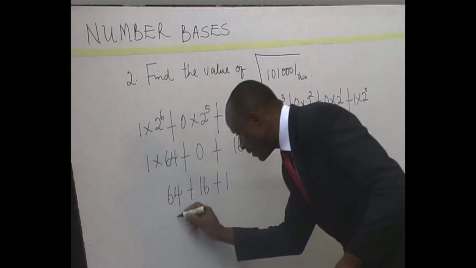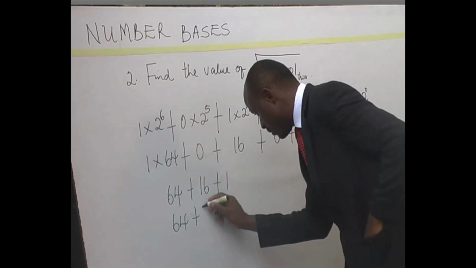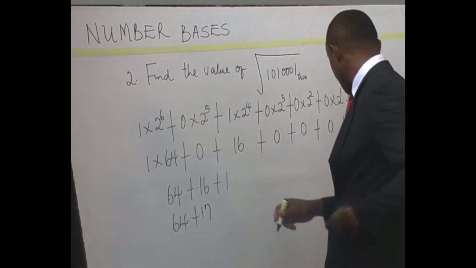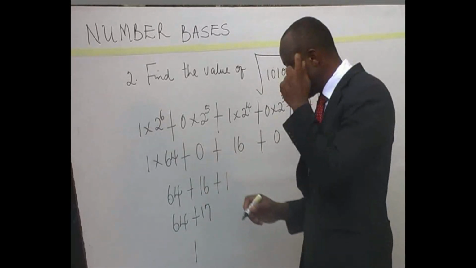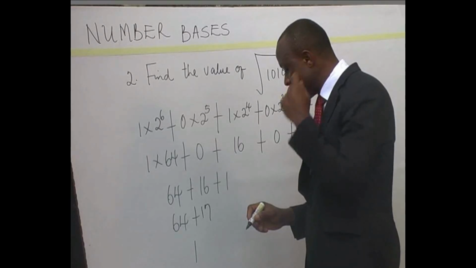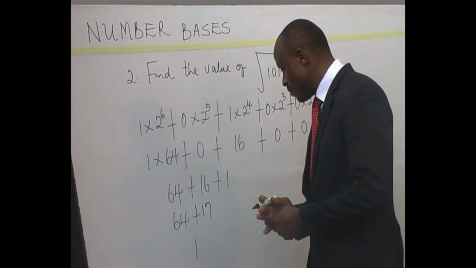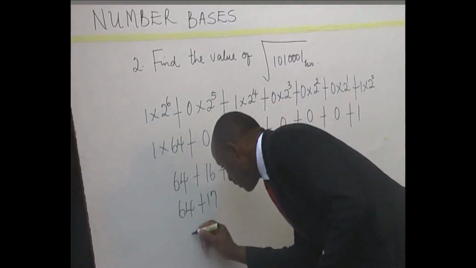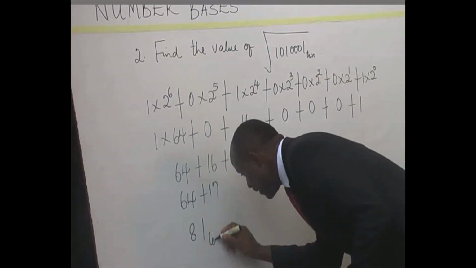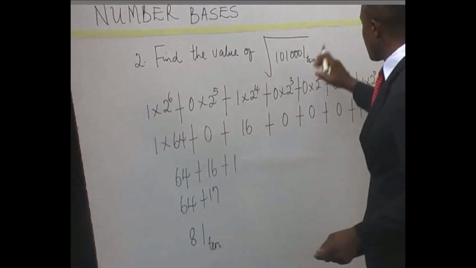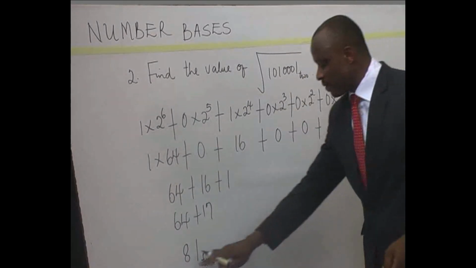So we have 64 plus 16 plus 1, which gives 81. So this is 81 in base 10 now, a conversion from this number in base 2. Now take the square root of 81.